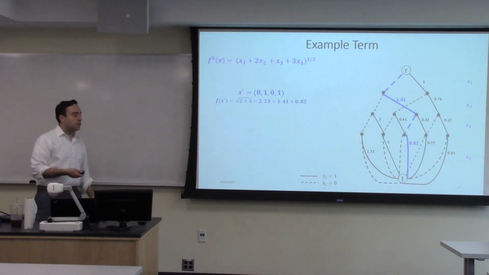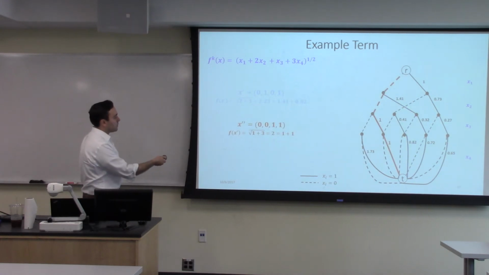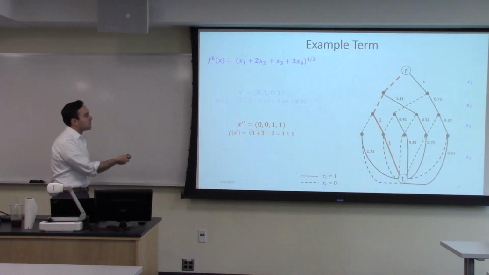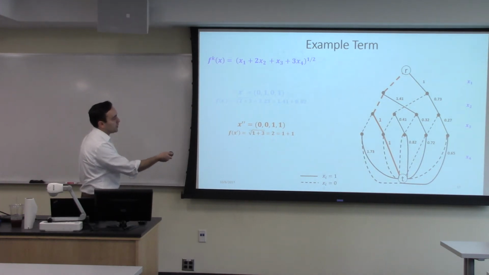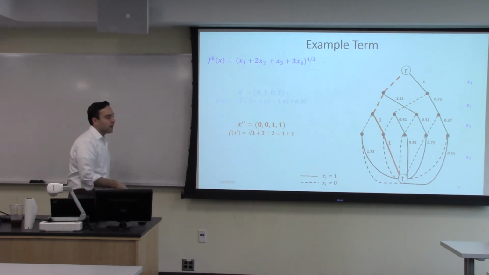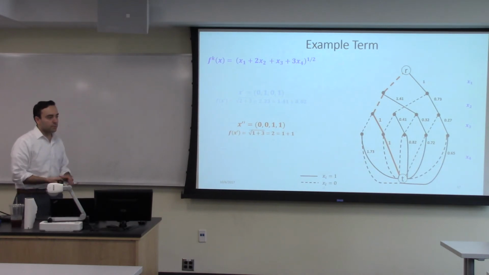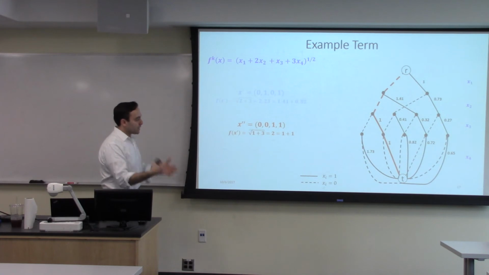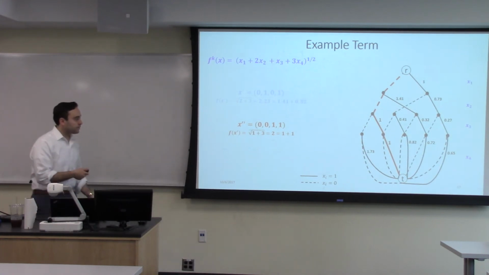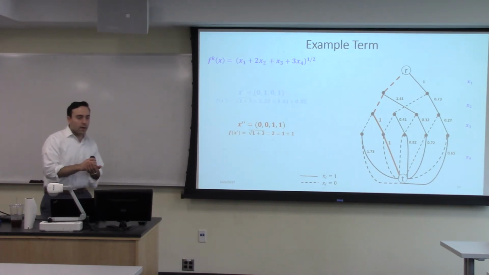All right, just as before. Take another solution, 0, 0, 1, 1. This is another solution, x prime. If you just plug it in here, you get square root of 1 plus 3, and of course there's going to be some rounding issues perhaps, but yeah, you end up with 1 plus 1 in this case. All right? So every single solution corresponds to exactly what the function evaluates to.